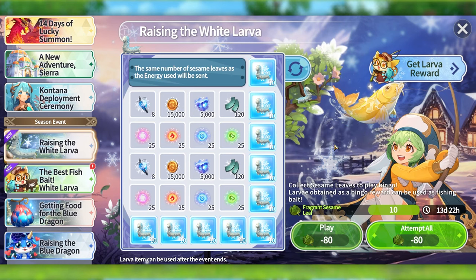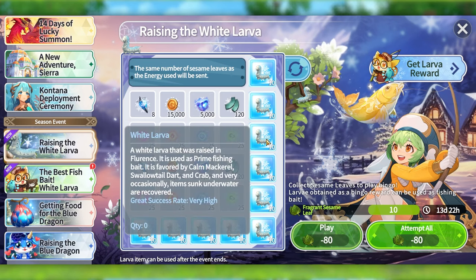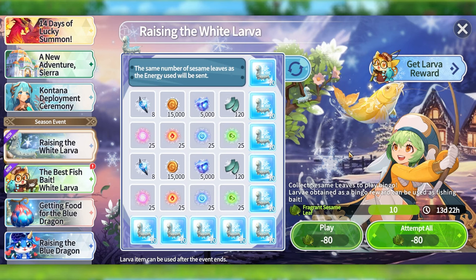We're gonna do the math for the event, basically how much crystal refreshes, how much total energy you need in order to complete it, as well as I have used 100 of these white larvae, and we'll see what rewards you can get from them.